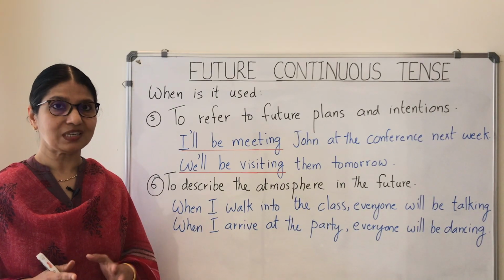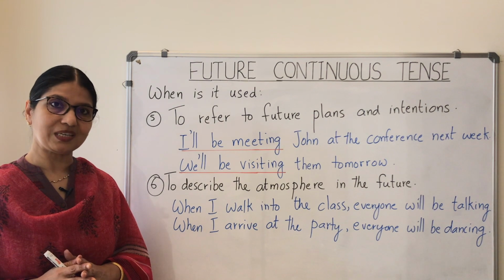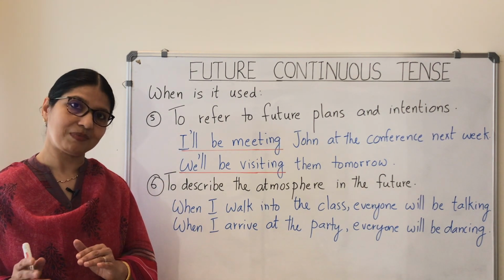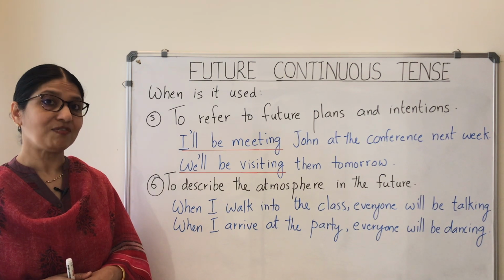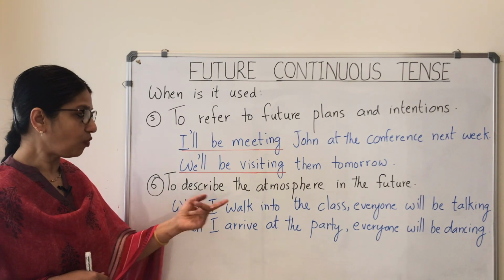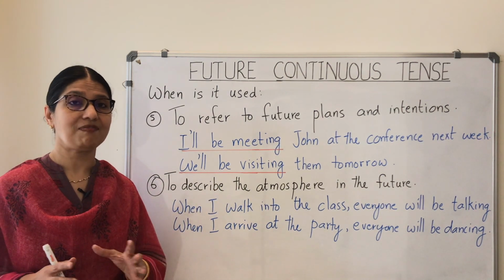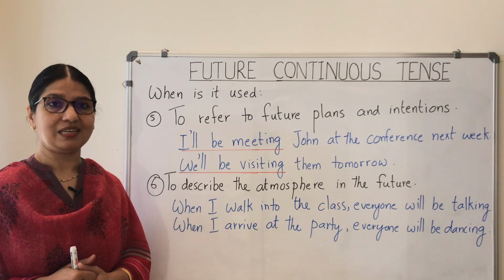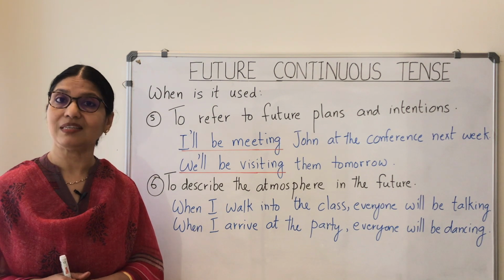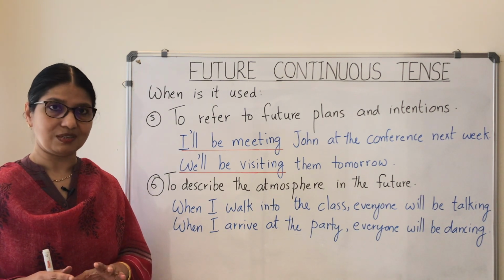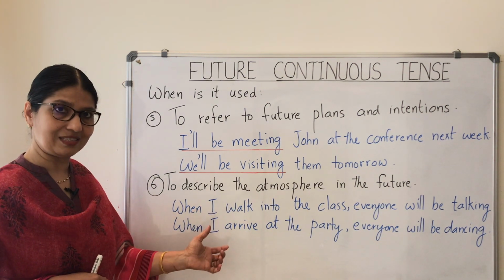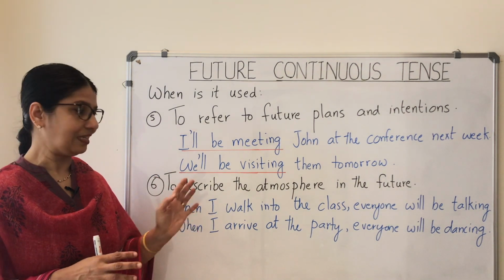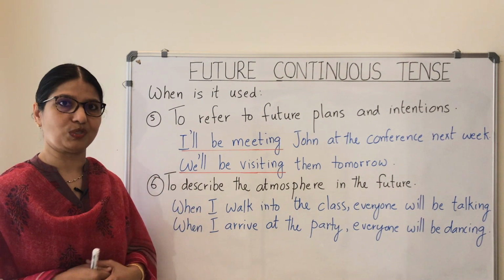Furthermore, the future continuous tense can also be used to describe the atmosphere at a particular point in time in the future. For example, when I walk into the class, everyone will be talking. When I arrive at a party, everyone will be dancing. So here we use the future continuous tense to describe the atmosphere or the background at that particular point in the future.